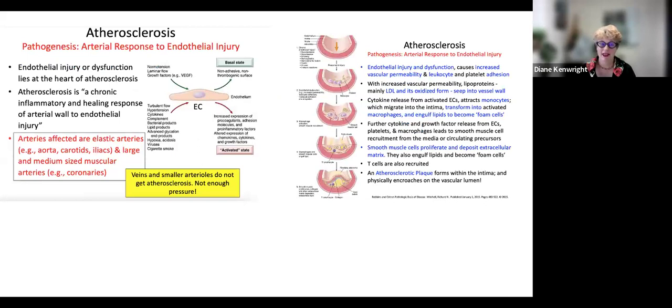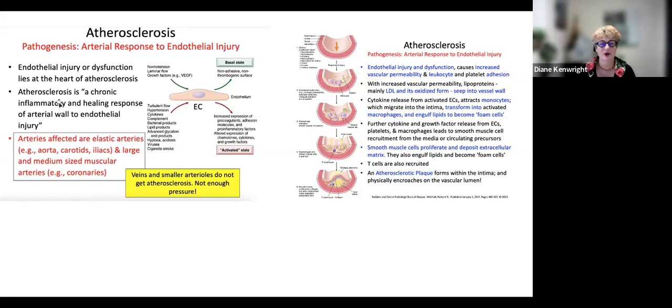Let's start with atherosclerosis. So atherosclerosis is the response to endothelial injury. So step one is endothelial injury. And endothelium can be injured from a variety of things, but in particular due to turbulent flow, hypertension, lipid products, and advanced glycation end products from diabetes. And once it has been activated, it leads to inflammation.